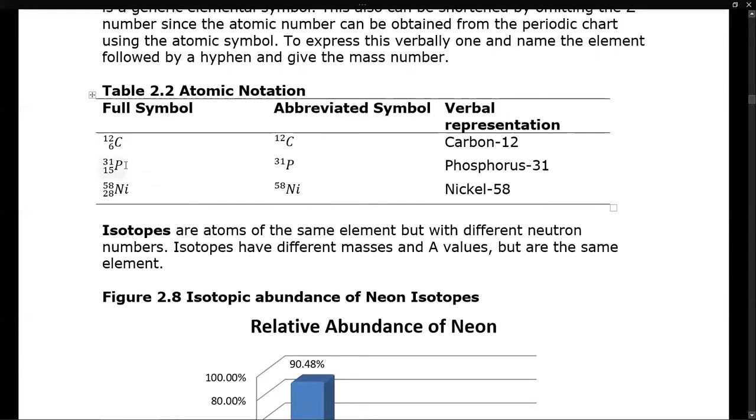Phosphorus, a mass of 31, 15 protons. We can leave the 15 off to indicate phosphorus-31 in an abbreviated format, and then we could just say phosphorus-31. Nickel with a mass of 58, 28 protons. We can eliminate the 28 from the notation to abbreviate it, or we could just say nickel-58.